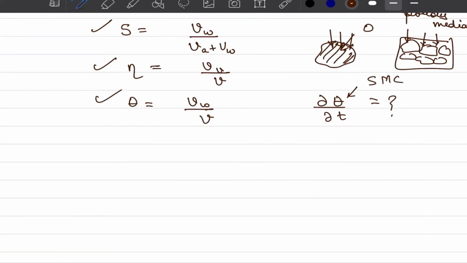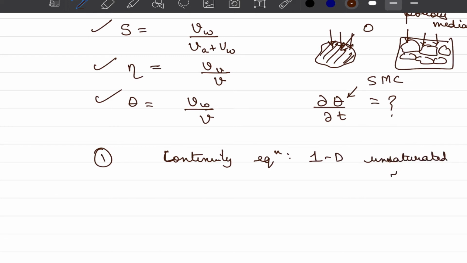During our discussions on fundamentals of subsurface flow, we will try to understand two fundamental equations. One, of course, is the continuity equation, which we would derive using Reynolds transport theorem for one-dimensional unsaturated, saturated, unsteady flow. And all these terms would become very clear as we go forward. The second equation that we will derive would be Richards equation.